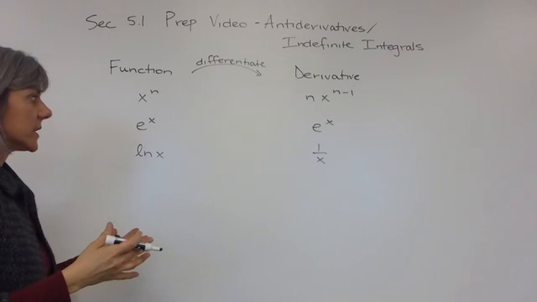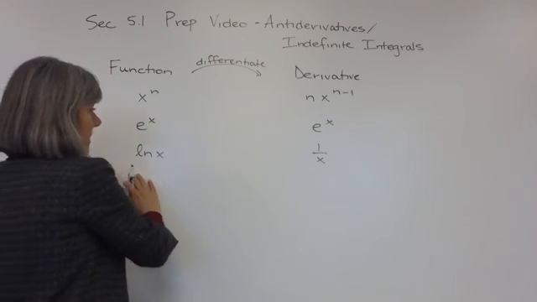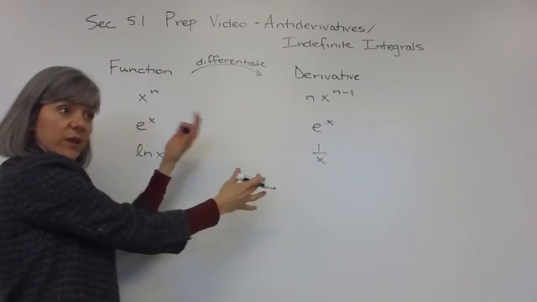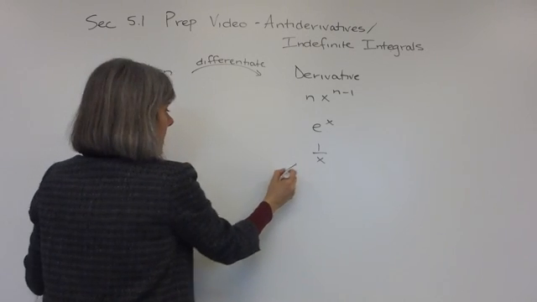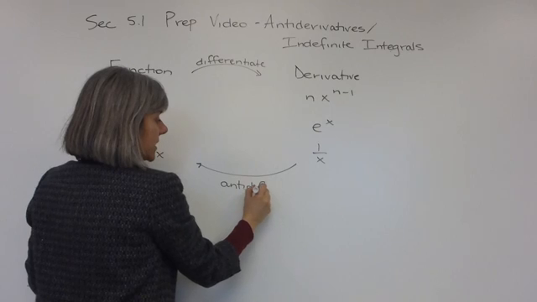So you might logically figure that we could also go backwards, and that's true. If we start with a function and find the derivative, we are differentiating. But if we start with a derivative and we want to figure out what the function was, we can go back with a process called doing the antiderivative, or anti-differentiating.